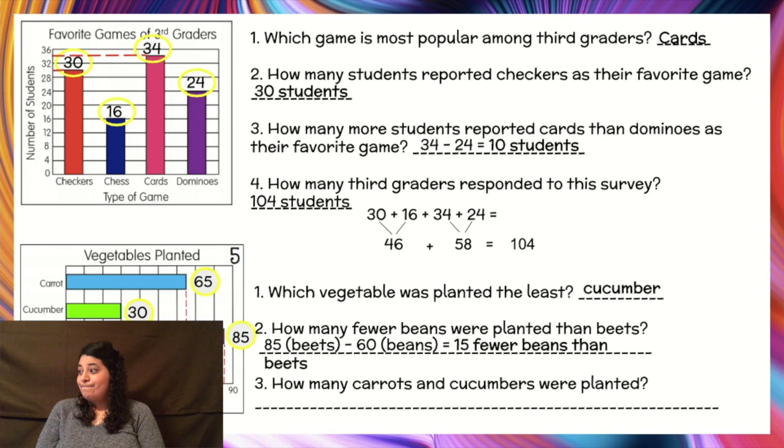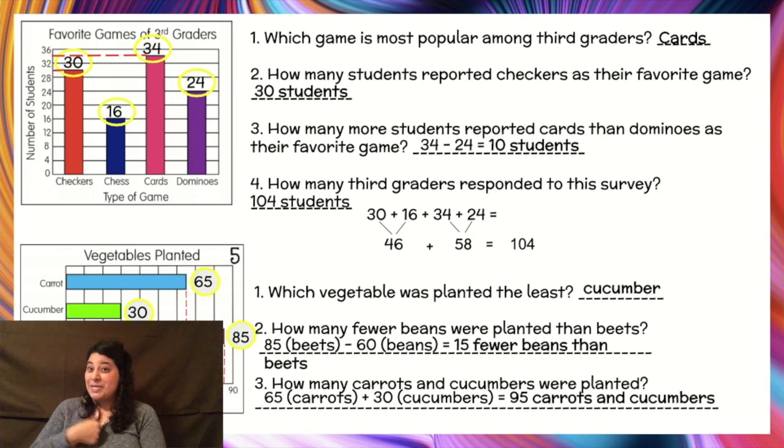All right, hopefully you got the same thing as me. 65 carrots plus 30 cucumbers is 95 carrots and cucumbers.